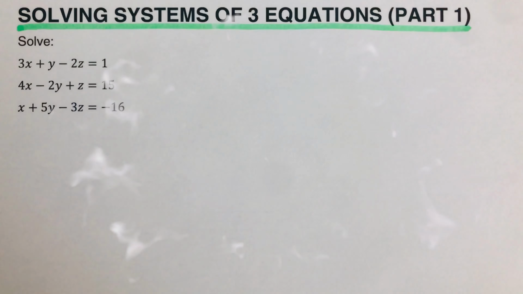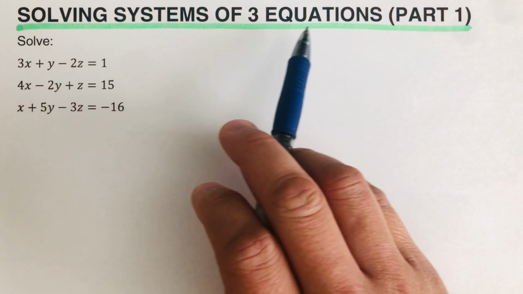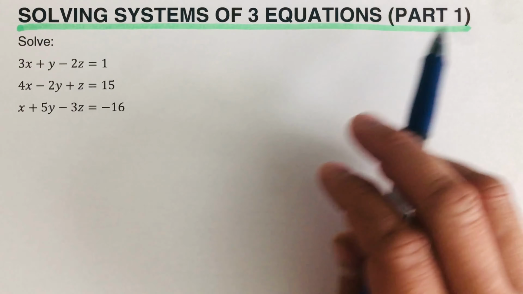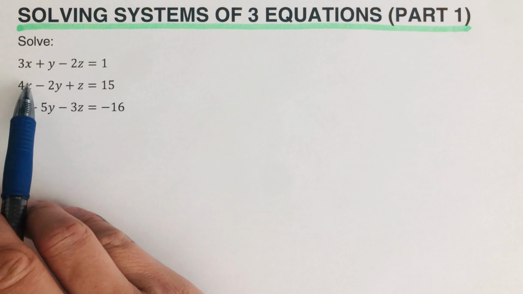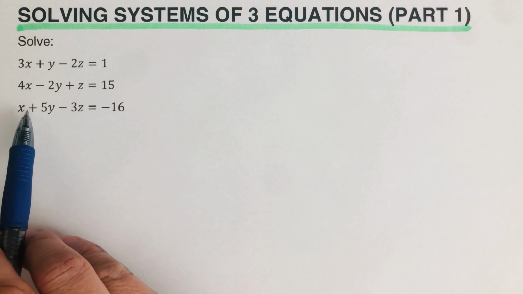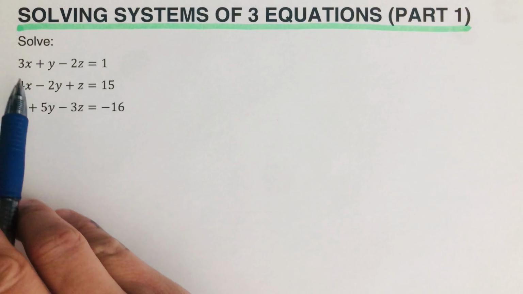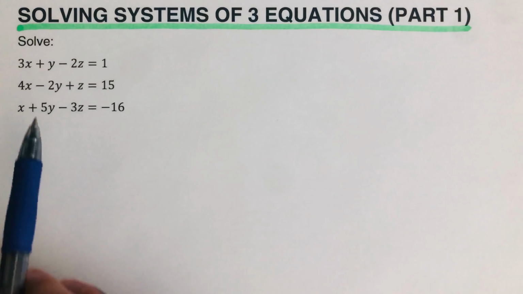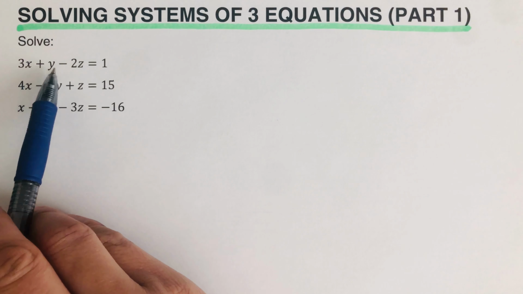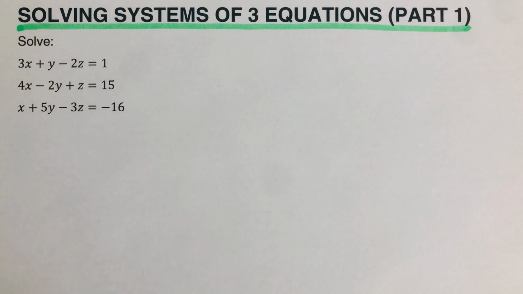Everyone, in this video we will be solving systems of three equations, and this is the first part. When we say systems of three equations, there are three equations, the first, second, and third, and there are three missing variables, x, y, and z. So our task is to figure out the value of x, the value of y, and the value of z that would make the equations true.